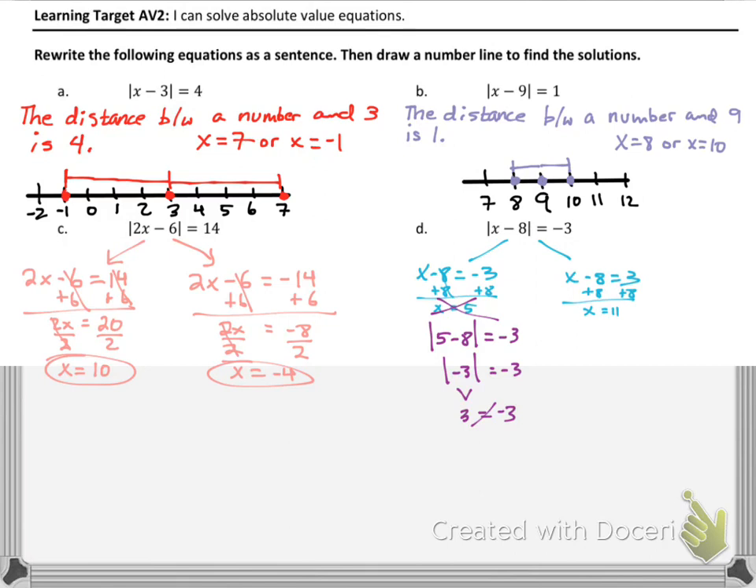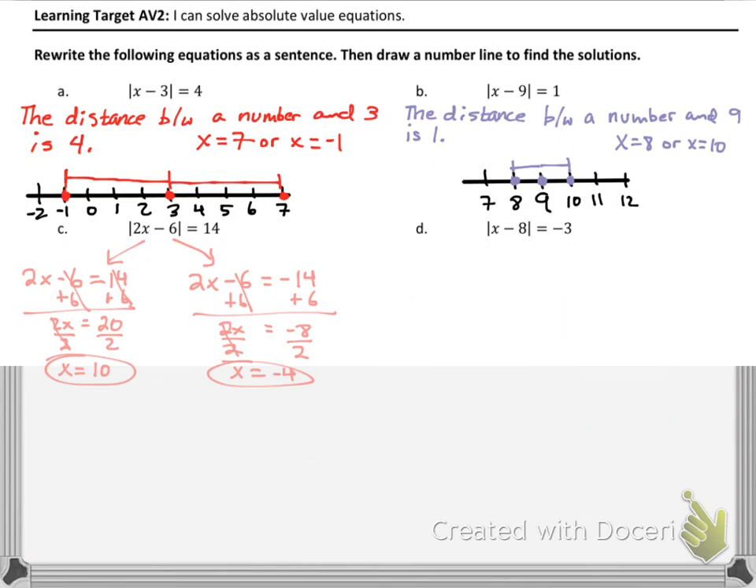Same also if I plug in 11, I get kind of the same thing, so the absolute value of 3 is just 3, positive 3. But again, I get the same thing. 3 is equal to -3, which again is not true, so that means 11 is not it. So what went wrong here? I want you to think about this statement again.